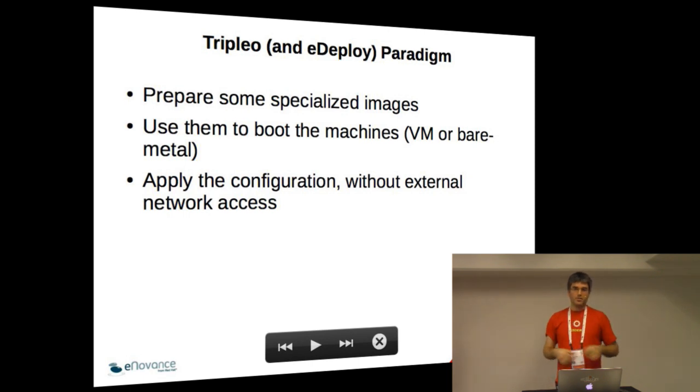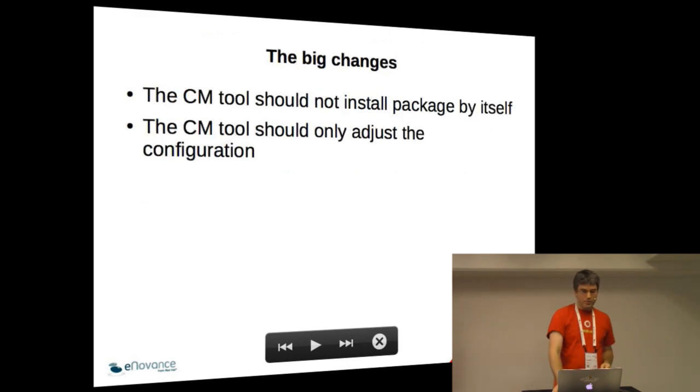The second step is just to configure the package, the software that is in the image. So it's much more simple, but less powerful. You can adjust an image, running image to get another kind of application. You just have to follow the line. So the big change with TripleO is that the configuration manager tool should not install a package and should not install software, and it should only configure the system.